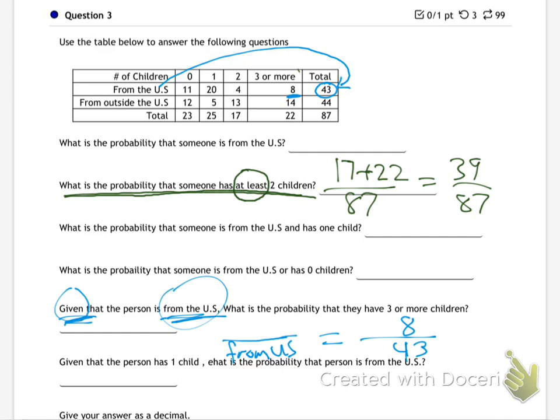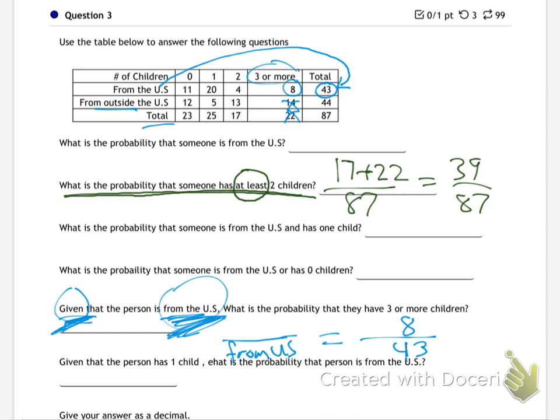Why don't I use the 8 and the 14, or total them up to be the 22 on the top? Those are all 3 or more. Shouldn't I put all those on the top? No, why not? Yeah, they said we're only talking about people from the U.S. That's given, right? So that means we're not talking about the 14 or the 22 because that's from outside the U.S. And that's the total of both, just the 8. Good? All right, how about the last one?